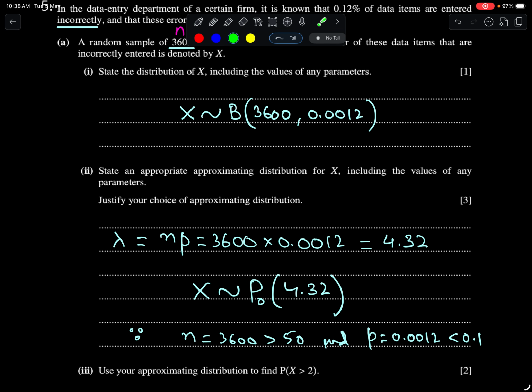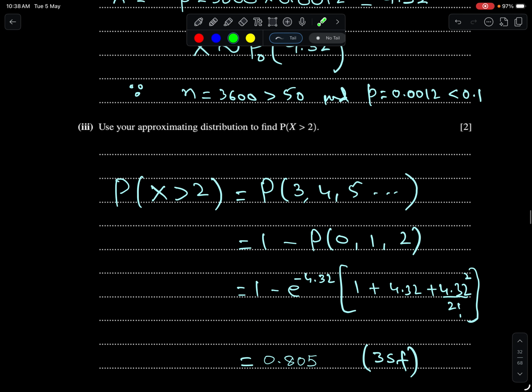The appropriate approximating distribution is Poisson with mean 4.32. This is n, this is p. Justify the use of your approximating distribution. So n is 3600, which is greater than 50, and p is this, which is less than 0.1. Make sure you show the comparison, otherwise you won't get the mark. We need X greater than 2. This is so simple. Through the direct method, the numbers are 3 to infinity. Or 1 minus the numbers which are not in this list: 0, 1, 2. And the answer should be up to 3 SF.